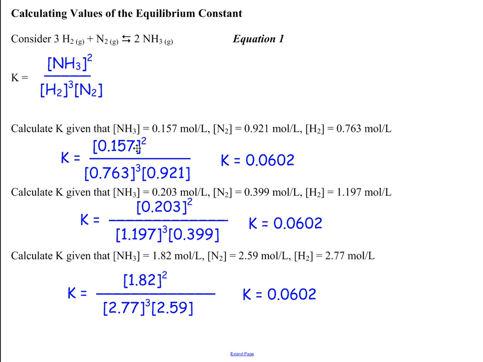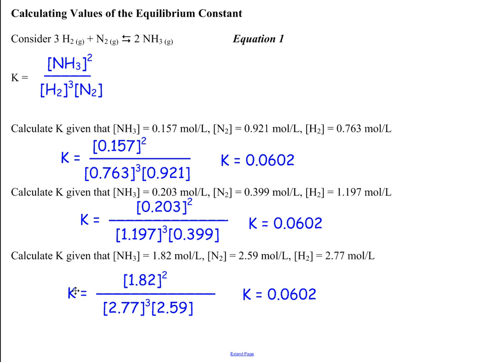I can have any concentration of ammonia as long as my hydrogen and nitrogen concentrations are such that the ratio is 0.0602, it is at equilibrium. Things don't have to be at equilibrium. You know, when you mix things together, a reaction happens. So that's not at equilibrium. But at equilibrium, when we don't see a reaction happening, at this particular temperature, we know the ratio of ammonia squared over hydrogen cubed times nitrogen is 0.0602.